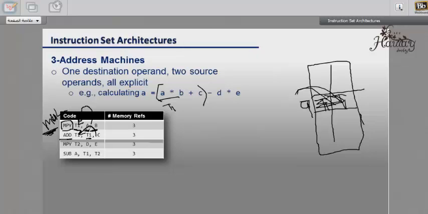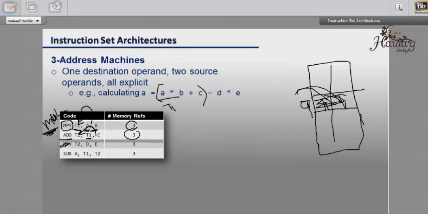Okay, so we have three steps. We fetch the value of A, fetch B, and store to T1. Next, we fetch T1, add C, and then store back to T1. So we have another three steps.